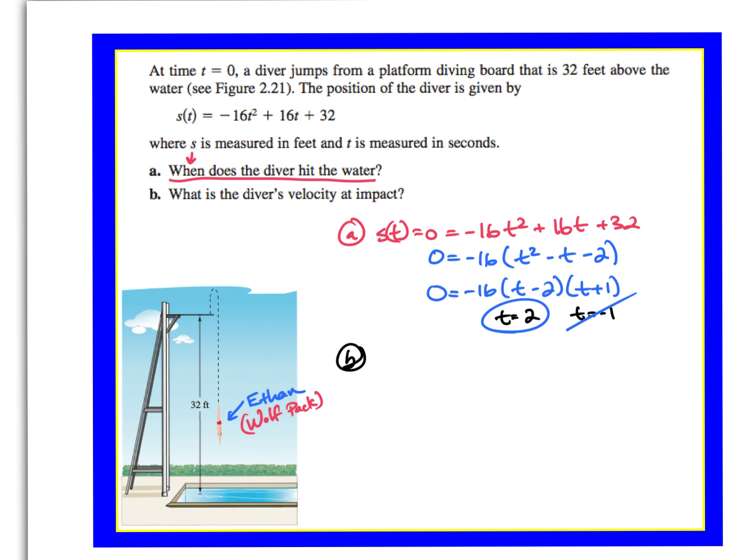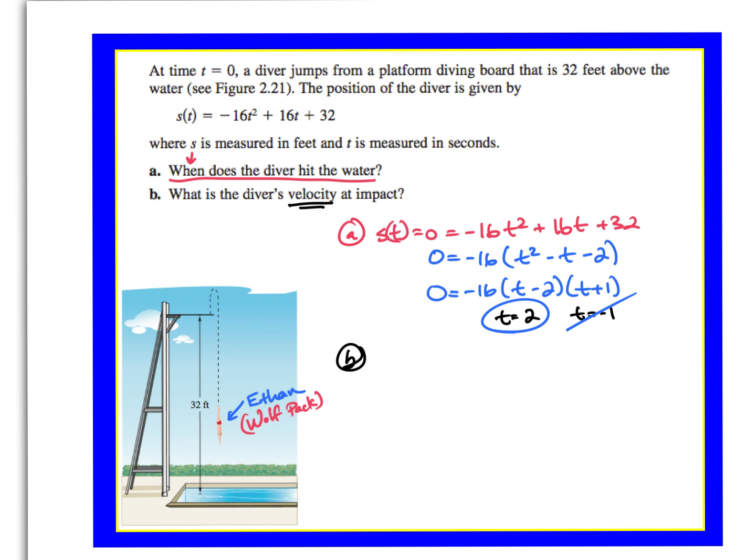What is the diver's velocity at impact? All right, what's the diver's velocity at impact? Do you see how it just says velocity? It doesn't say average velocity, does it? It just says velocity. So what are they alluding to? They're talking about instantaneous velocity. If it doesn't have the word average in front, guess what it means? Instantaneous velocity. So if it means instantaneous velocity, what do we need to take?